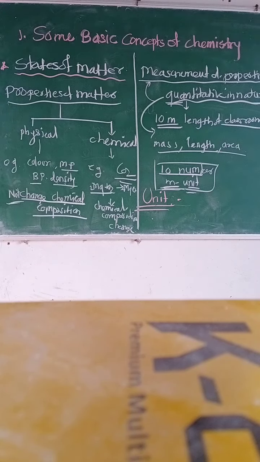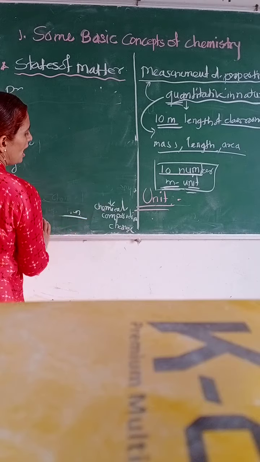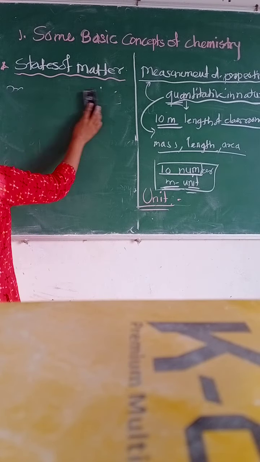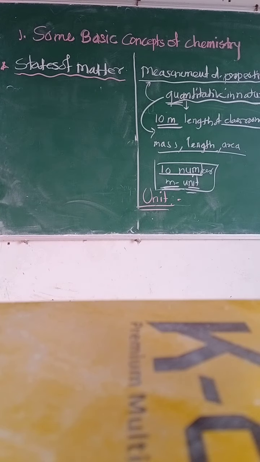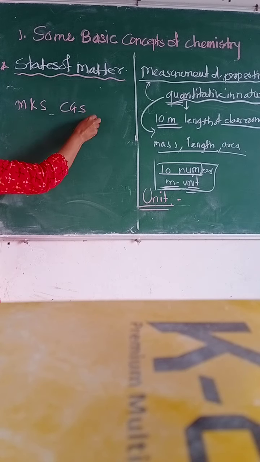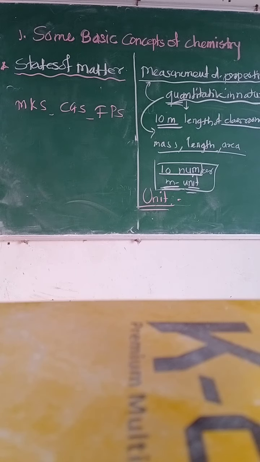And that unit is expressed in three types: the MKS system, CGS system and FPS system. You have heard about these in 9th and 10th standard. These are the three systems in which you measure the unit.